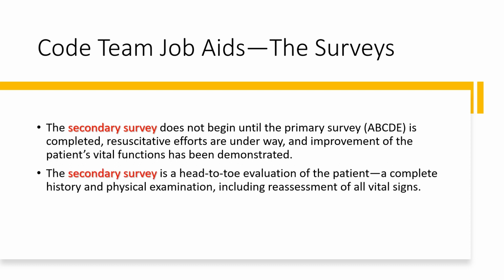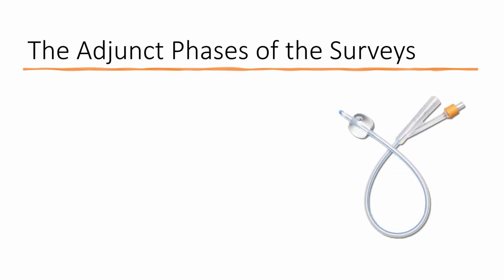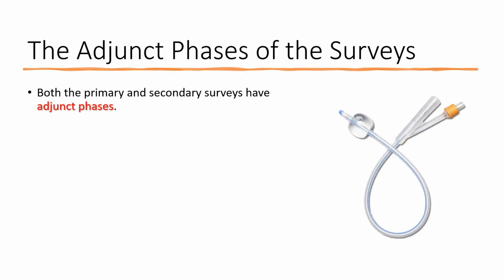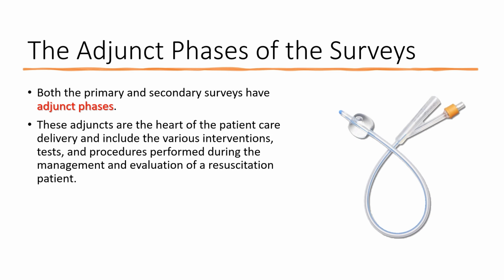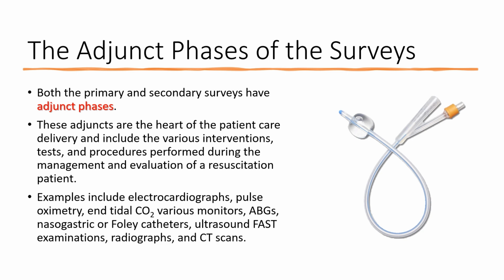The secondary survey is a head-to-toe evaluation of the patient, a complete history and physical examination, including reassessment of all vital signs. Each region of the body is completely examined. Both the primary and secondary surveys have adjunct phases. These adjuncts are the heart of the patient care delivery and include the various interventions, tests, and procedures performed during the management and evaluation of a resuscitation patient. Examples include electrocardiographs, pulse oximetry, end-tidal CO2, various monitors, ABGs, nasogastric or Foley catheters, ultrasound FAST examinations, radiographs, and CT scans.